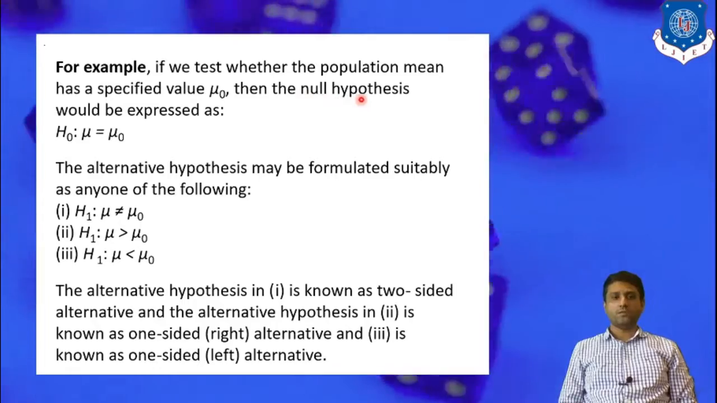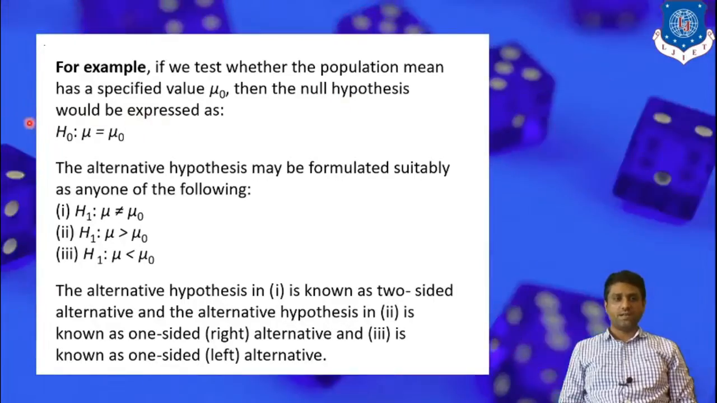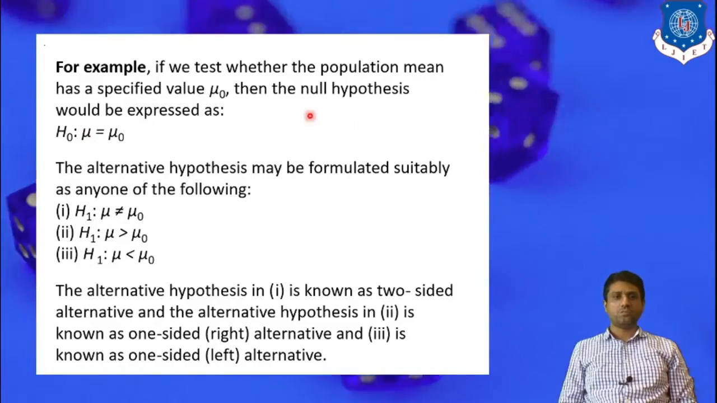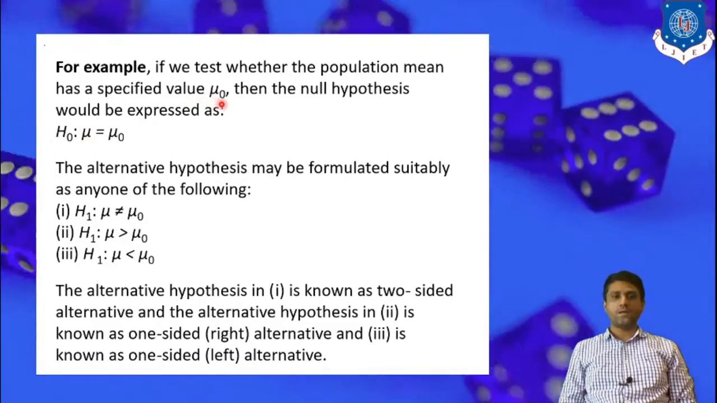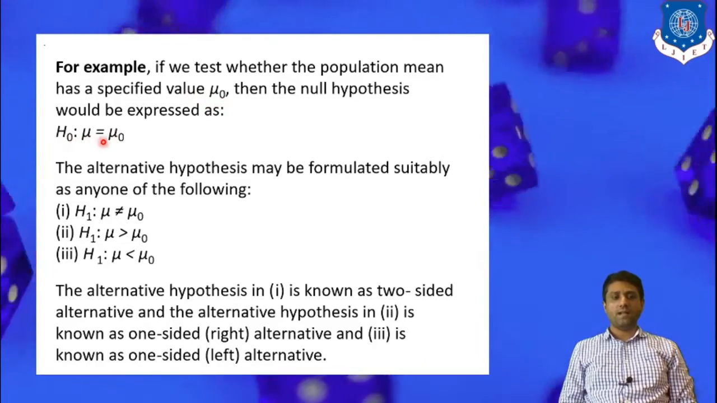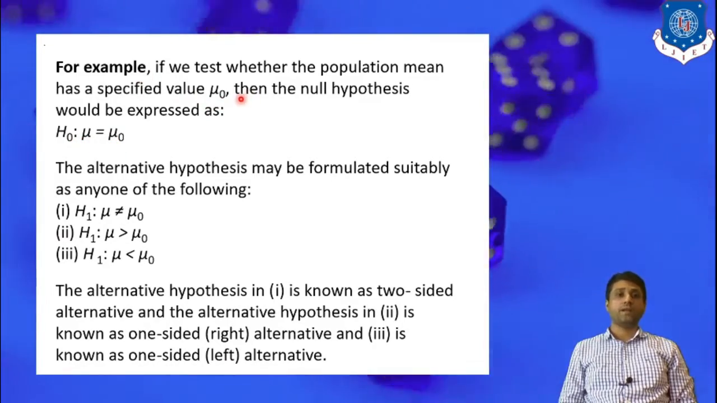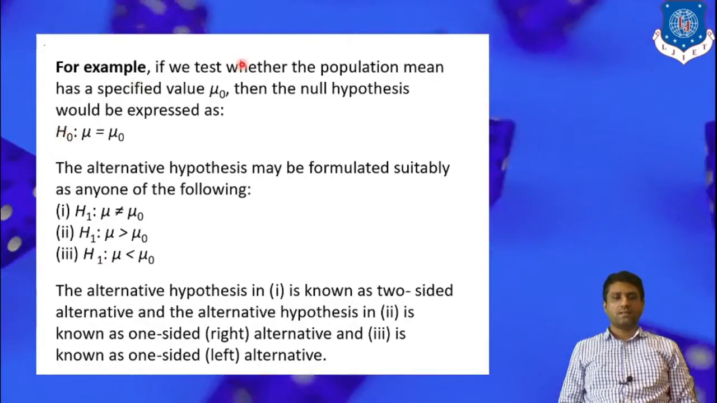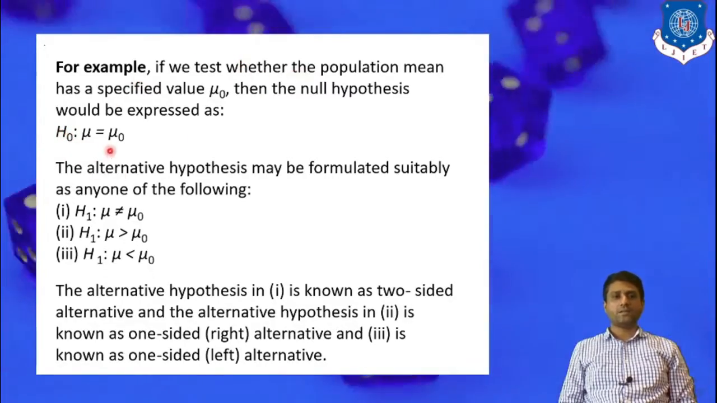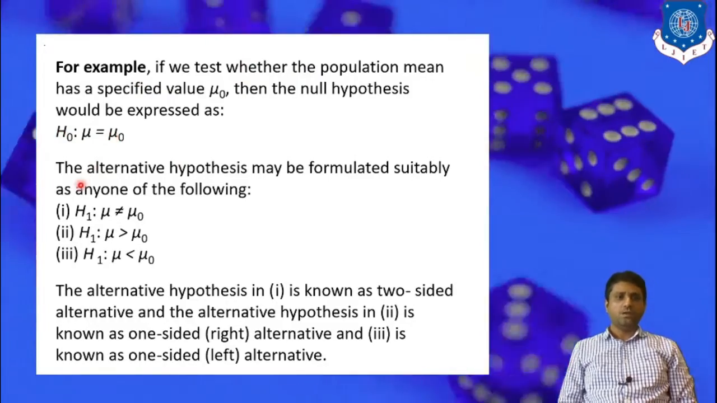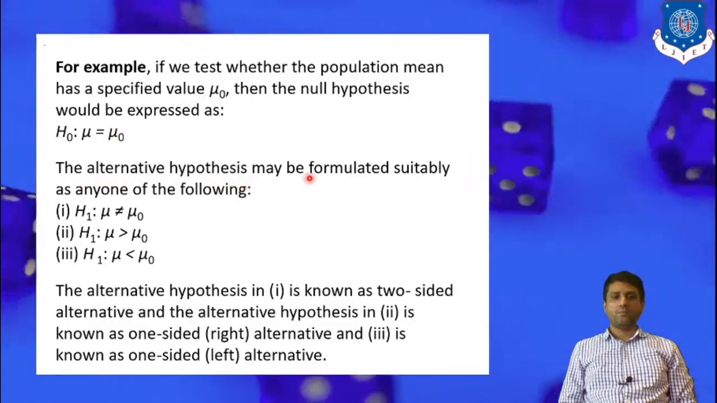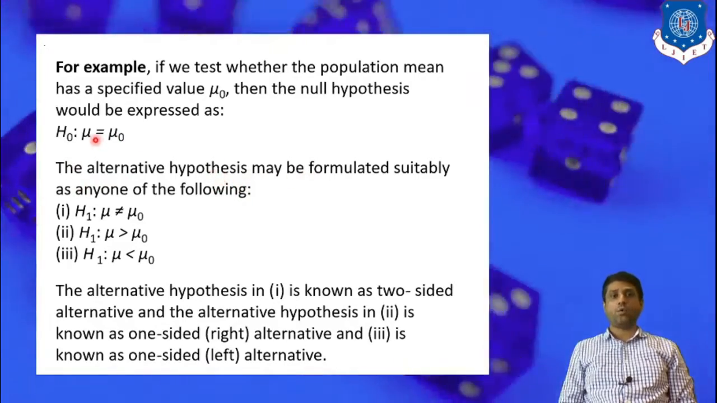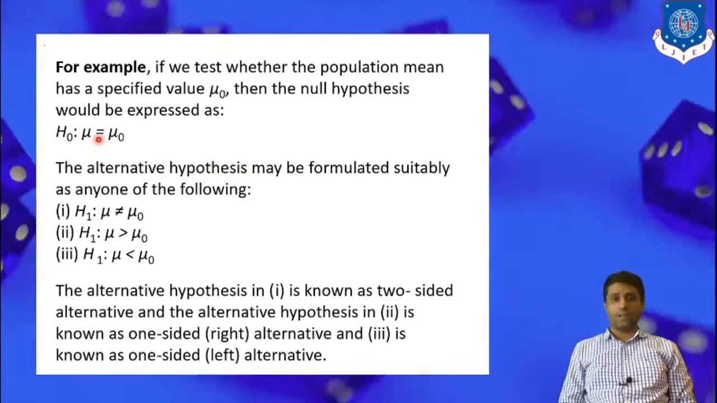So the null hypothesis would be H0: mu equals mu 0, that is the mean is whatever is given in the definition, mu 0. We have to assume it may be right, that the statement given in the definition may be correct. Then the alternative hypothesis may be formulated. Now remember, the alternative hypothesis is the contradiction of this null hypothesis.